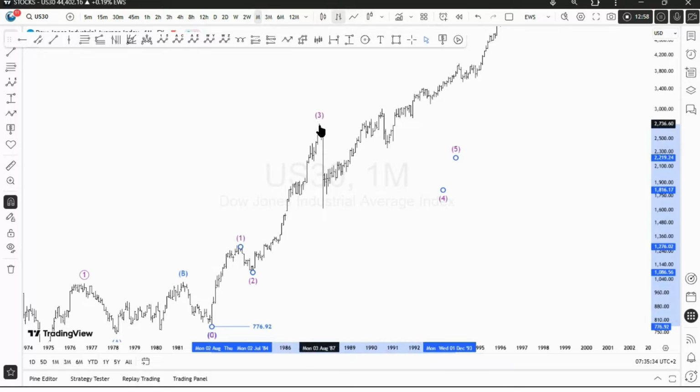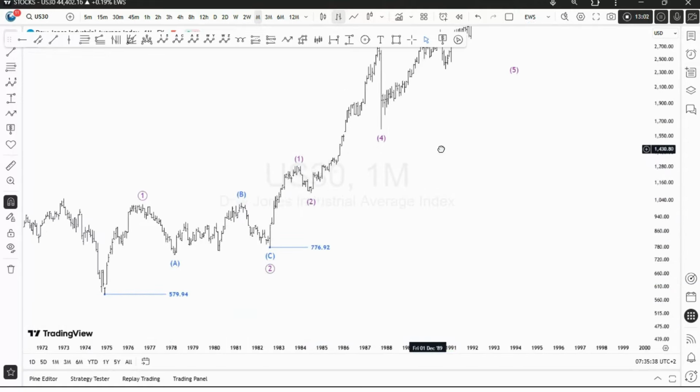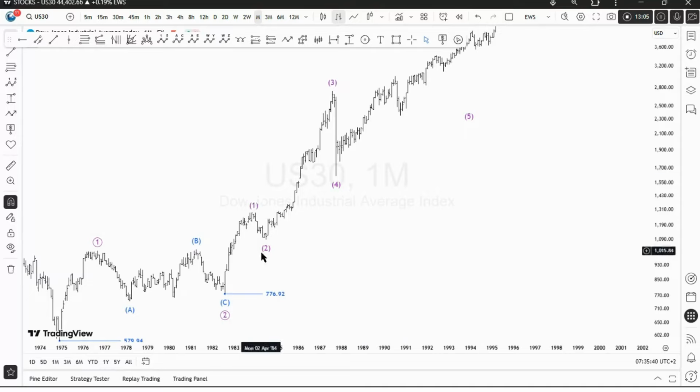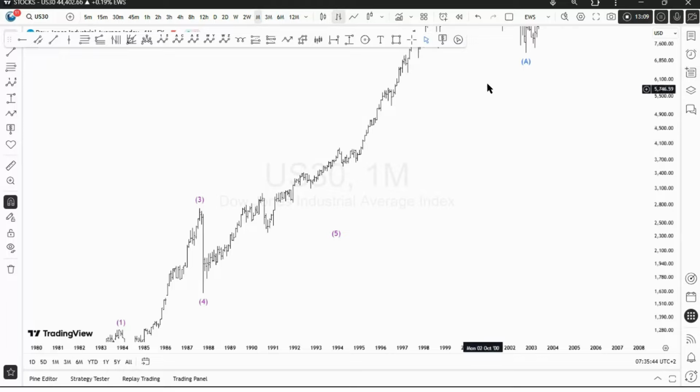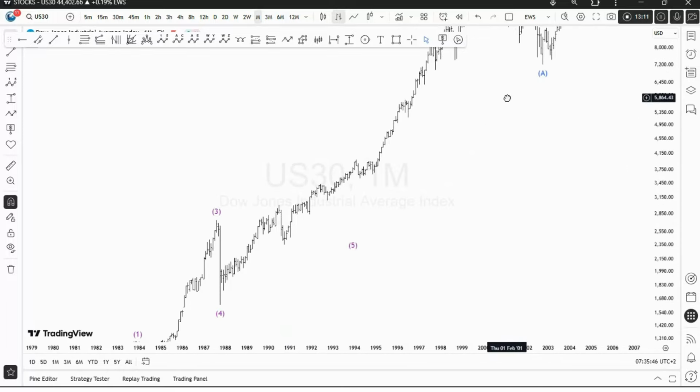So I would say that's 3 right there. And 4. Most of the crashes are often found in wave 4 based on experience within the wave principle. 1 2 3 4. And then we had this prolonged move to the upside. Now, I would say here you have a starting point again. 1 2.